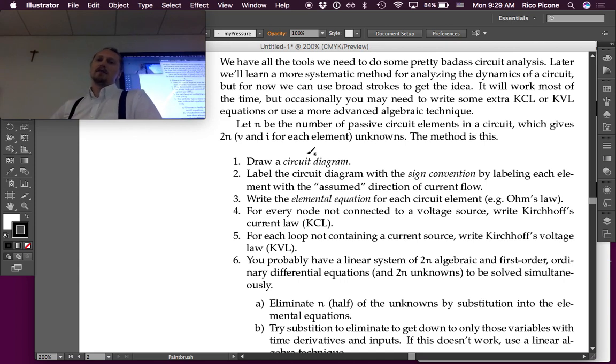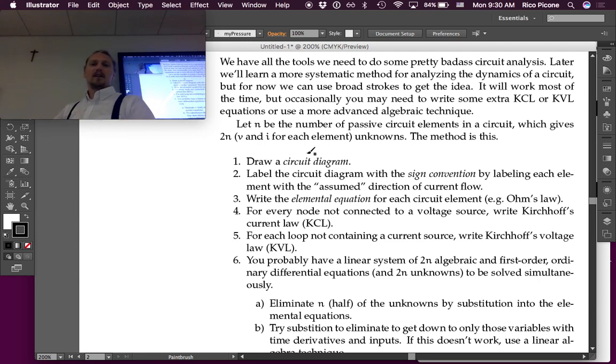So just for the passive elements in the circuit, there's going to be n of them, and there will be 2 unknowns for each one. So we don't know the voltage, we don't know the current of the elements in the circuit. So we're stuck with 2n unknowns, and so how many equations do you think we're going to need? 2n, yeah, so 2 equations for each passive circuit element.